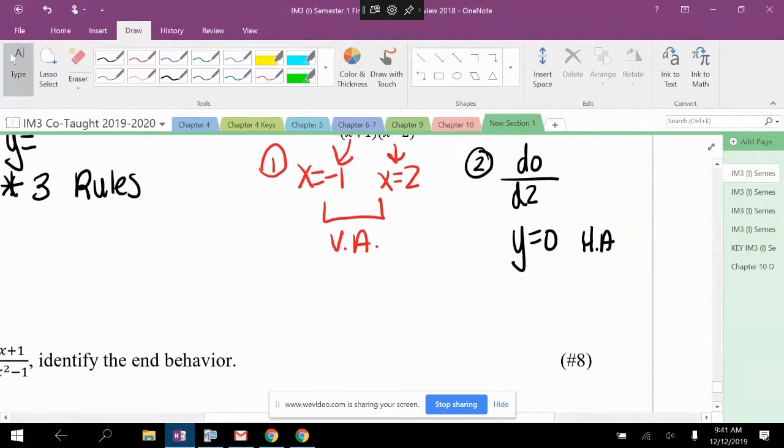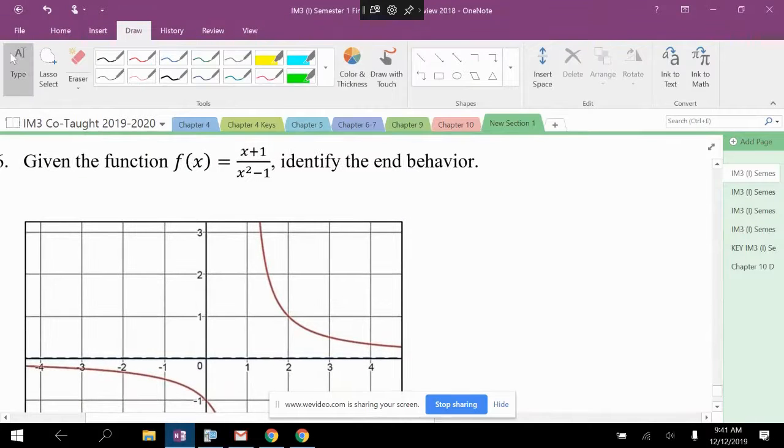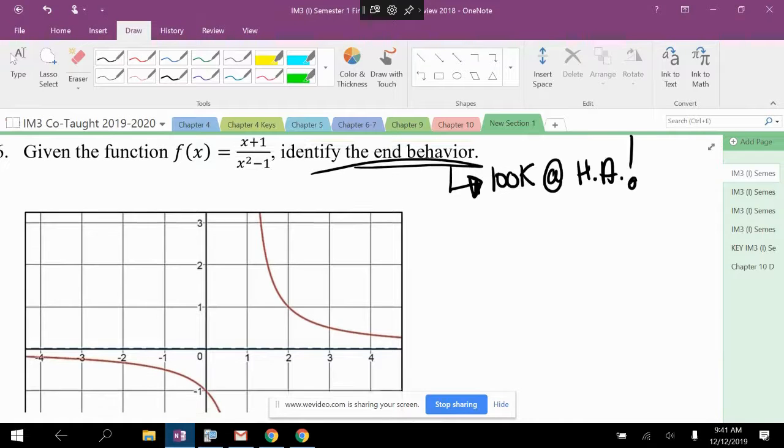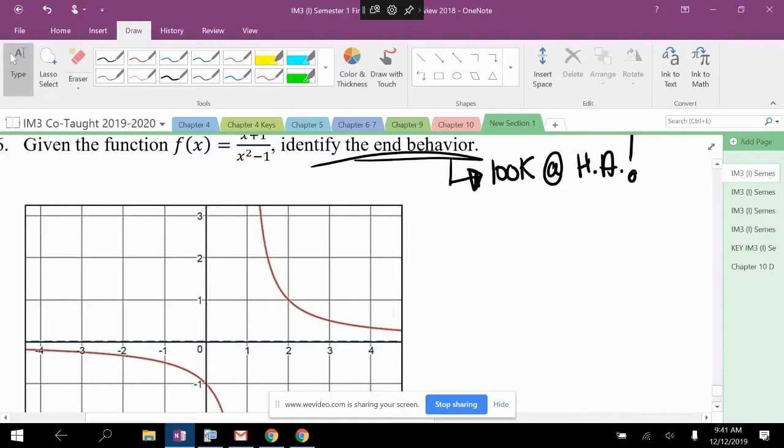Don't worry. We have one. Given the function, identify the end behavior. We talked about end behavior yesterday and the day before, but rational is a little different. For end behavior, you have to look at your horizontal asymptote. Now, you can look at it from your graph, or you can look at it from your 3 rules. On the graph, we'll come back to the graph actually.